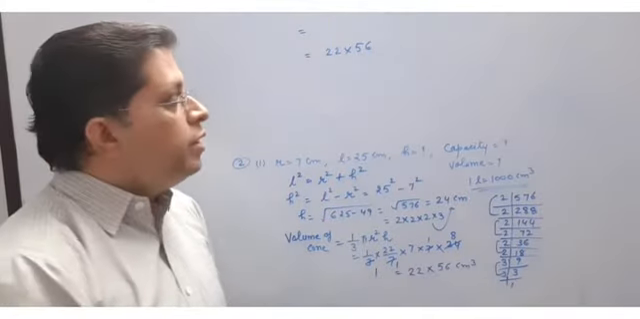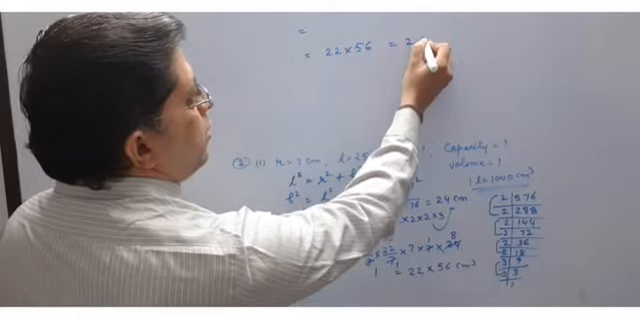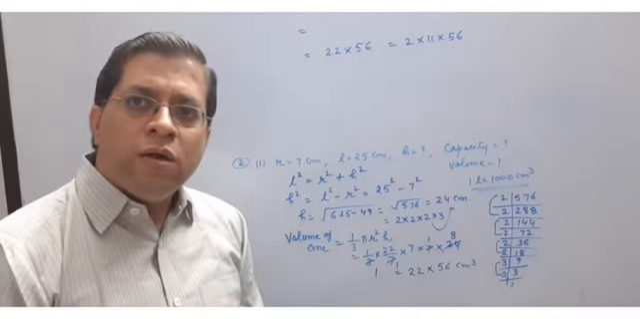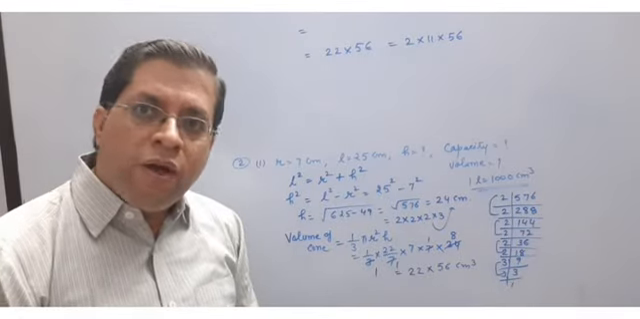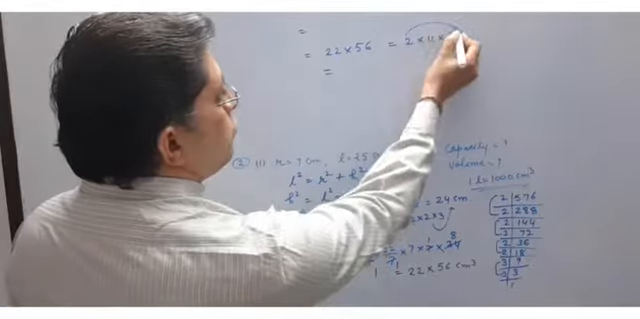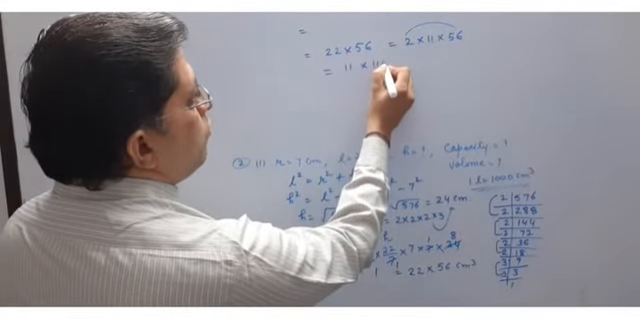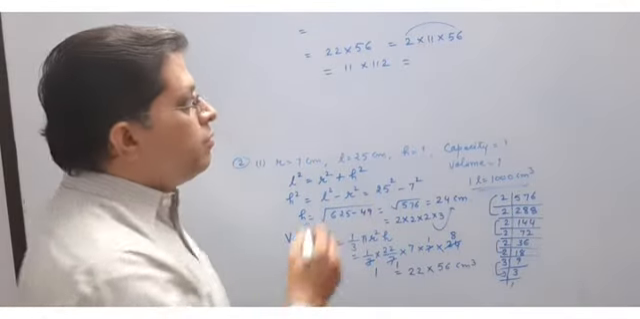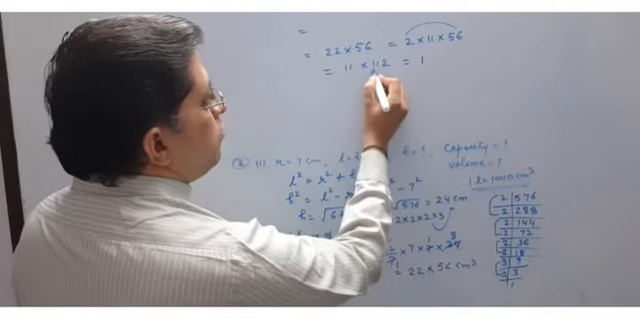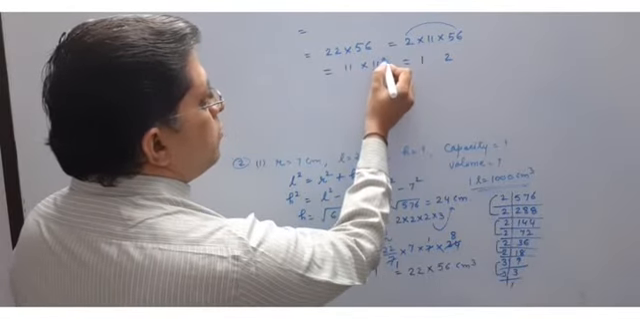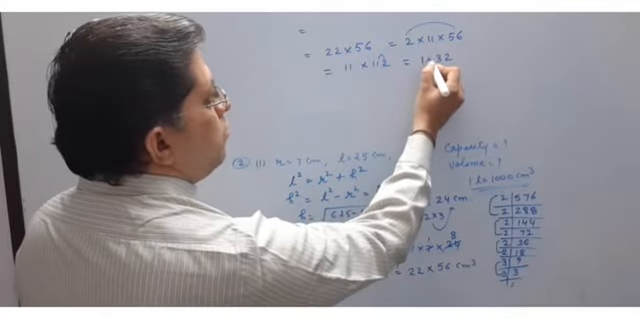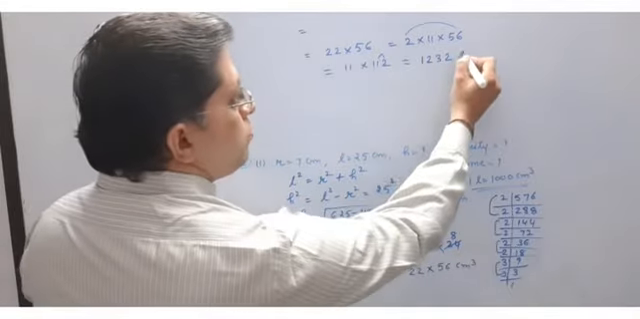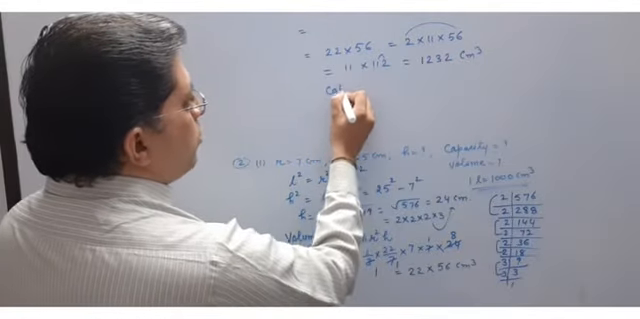Okay, 22 into 56. Can I write it like this? 56 2s are 112. So 11 into 112. How to solve it? By the Vedic method. What is the Vedic method for 11? Multiply by 11. This 1 and this 2 as it is, and 2 plus 1 is 3, and 1 and 1, 2. 1232 what? Centimeter cube. But we have to find what? Capacity.